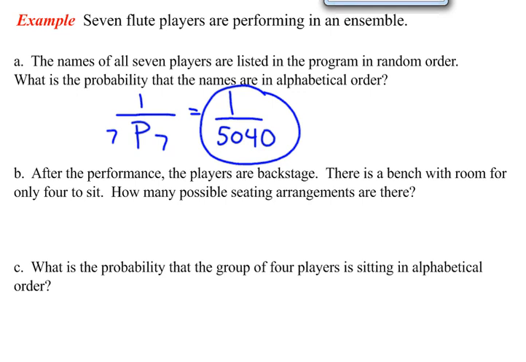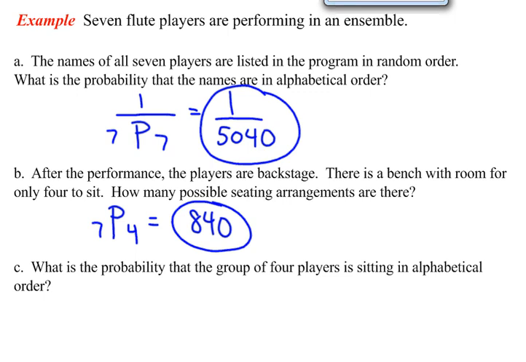After the performance, the players are backstage. There is a bench with room for only 4 to sit. How many possible seating arrangements are there? Okay, so we now have 7 flute players back there, but we're only going to arrange 4 of them on the bench. So they're asking us for how many different ways can these 4 flute players be arranged on the bench. So we have 7 total flute players. We're going to arrange 4 of them. That's 7P4. We can plug that into the calculator. There are 840 different ways that 4 of the 7 flute players could be arranged on that bench.